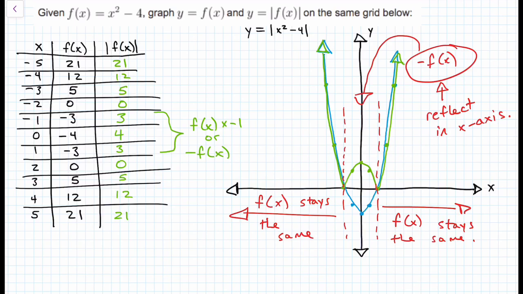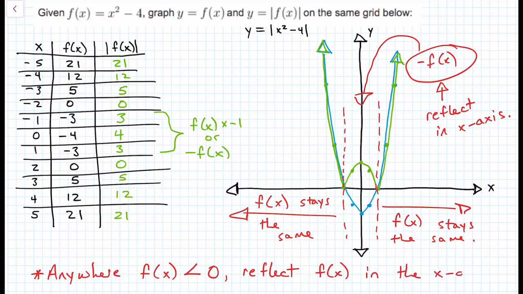So basically, in that region between -2 and +2, we're reflecting it in the x-axis, which is the same as multiplying by -1. So anywhere f of x is less than 0, we're reflecting f of x in the x-axis, which is the same as multiplying by -1. So to the left of -2, it's just f of x. To the right of +2, it's still just f of x. But between -2 and +2, it's negative f of x.